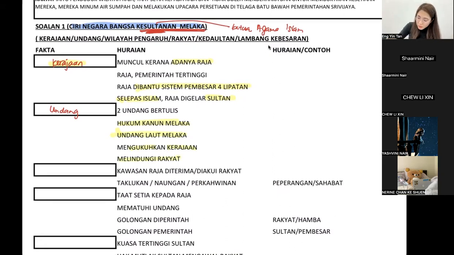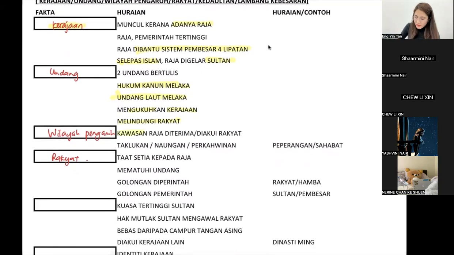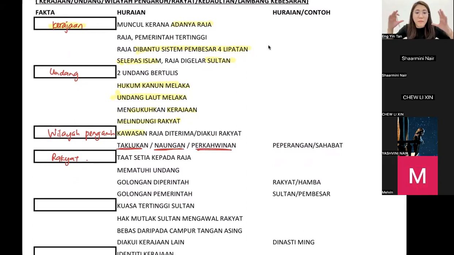Now, kawasan, the moment you see kawasan, you know lah. Wilayah pengaruh. Guys, who needs to taat setia to the king? Taat setia is the rakyat. Okay? So you see, the moment you see kawasan, you know this is the area. Okay, just to share with you guys, what's the meaning of taklukan, naungan, perkawinan? How was Malacca able to manage such a big empire? You know, last time Malacca was very big. They owned West Malaysia, the whole West Malaysia, and also Sumatra Island there.